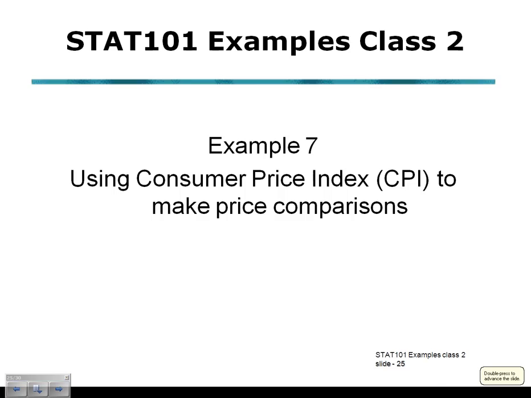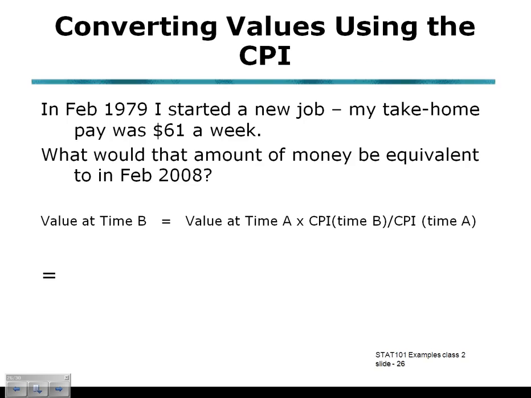Example 7 in Stat 101 Examples Class 2, using the Consumer Price Index, the CPI, to make price comparisons. You will find the Excel spreadsheet as a link on the Stat 101 webpage. Our example: in February 1979, I started a new job. My take-home pay was $61 a week. What would that amount of money be equivalent to in February 2008?